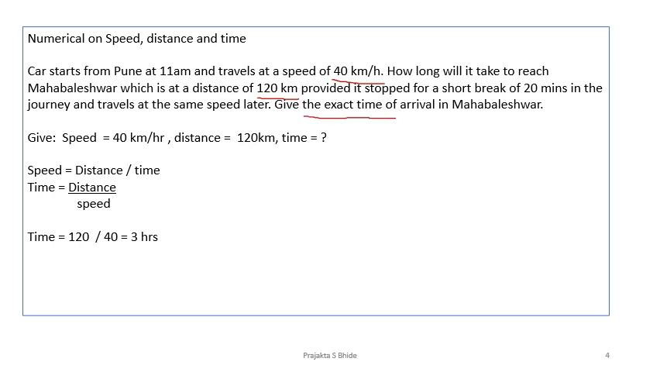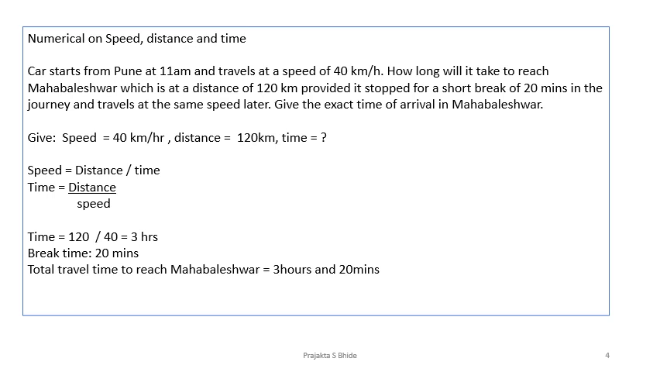Now see, give the exact time of arrival at Mahabaleshwar. Now if you just take it this way, 11 o'clock if the person started, 3 hours later, 11, 12, 1, 2. 2 o'clock he should be in Mahabaleshwar. Will that be the correct answer? No, because there was a short break of 20 minutes. So if I analyze all these things, I'll get a break time of 20 minutes added up. So total time in transit was 3 hours 20 minutes. Time taken to reach Mahabaleshwar would be 2:20 p.m.